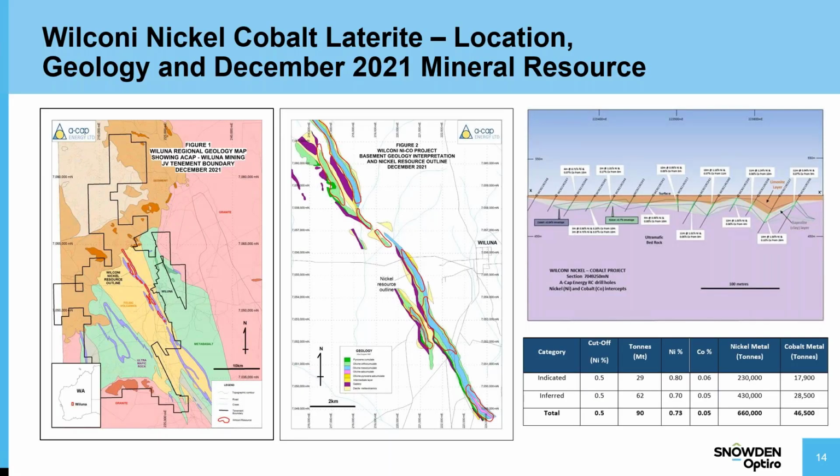So the Wilconi deposit is located 700 kilometres from Perth, near Wiluna, in the northern part of the Norseman-Wiluna greenstone belt. The mineralisation has developed through lateritisation of the ultramafic Perseverance sequence, and it's concentrated in the saprolitic clays overlying the ultramafic rocks. The deposit's approximately 20 kilometres in strike and 1.5 kilometres wide. The nickel mineralisation varies in thickness up to 30 metres, but averages 4 metres, and the cobalt is further enriched in the upper portion of the saprolitic clays.